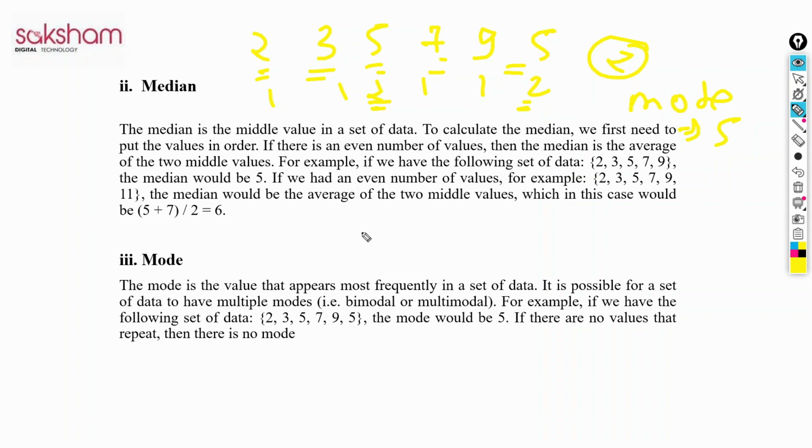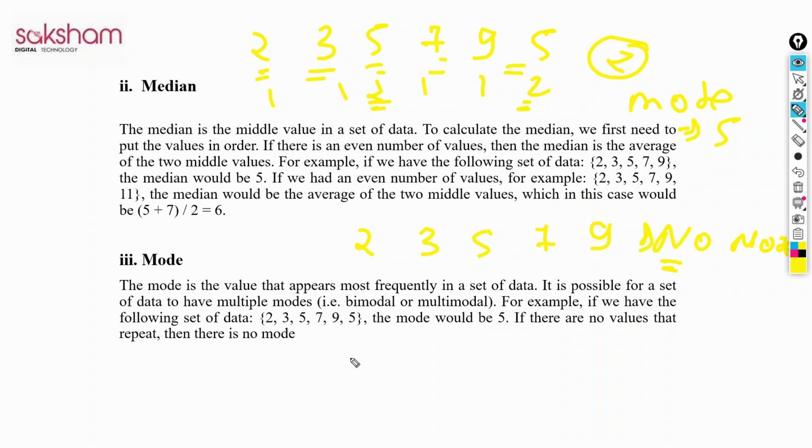We have data like 2, 3, 5, 7, 9. In this case, you can see there are no values that repeat, so there is no mode. In this data we don't have any mode value, so in this case, no mode.